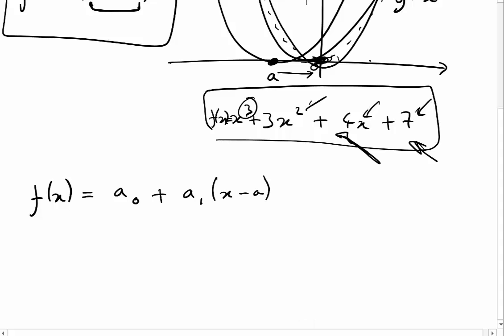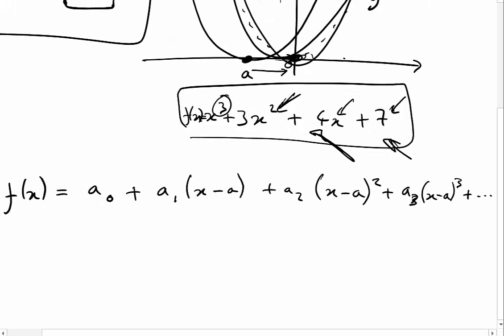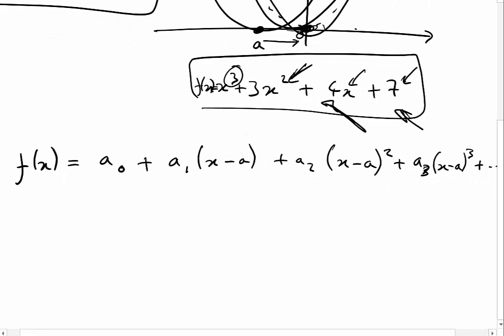Then I raise it by another power, so plus another constant, a2, times x minus a, this time squared. This corresponds to my x squared. Then I can carry on with another constant times x minus a all cubed, and the idea is that I can carry on forever and ever. This is what's known as a power series. Effectively, it's just writing my function as a polynomial, which is what we're used to.